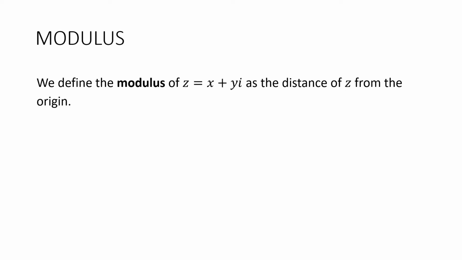We define the modulus of z as the distance of z from the origin. And we write mod z, or we can put the z inside absolute value signs. And it's equal to the square root of x squared plus y squared. Now here's an important point. We don't put the i in. The i is a placeholder. It's separating the imaginary part from the real part. So the size of the imaginary part is y, not yi. Hope that makes sense to you.